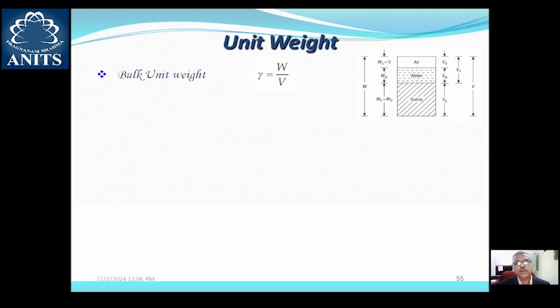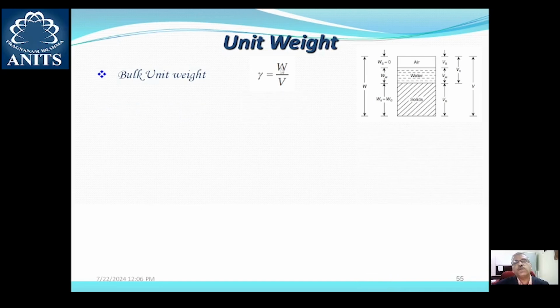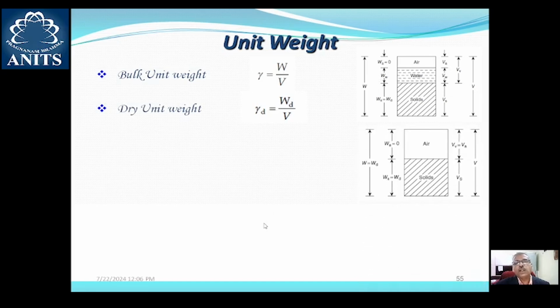So there are 5 unit weights which are referred to as the ratio of weight and volume. The bulk unit weight or bulk density, the symbol is gamma, is defined as the ratio of total weight to the total volume. And the next type of unit weight is the dry unit weight, the symbol is gamma D. It is referred to as the weight of dry soil to the total volume of soil. So gamma D is WD by V.